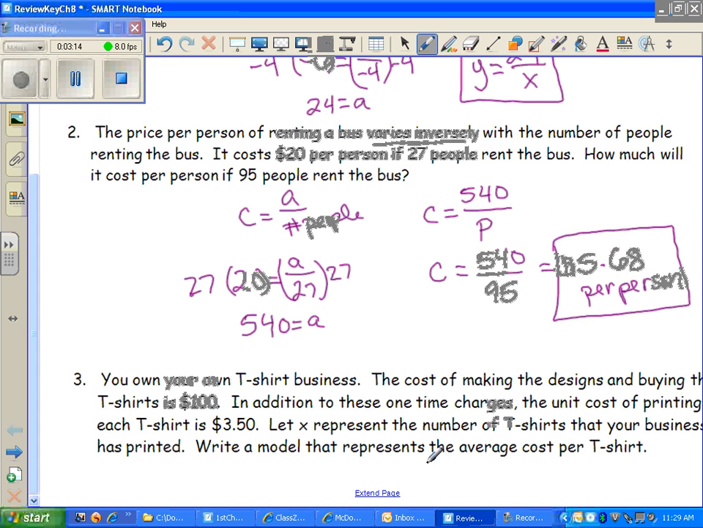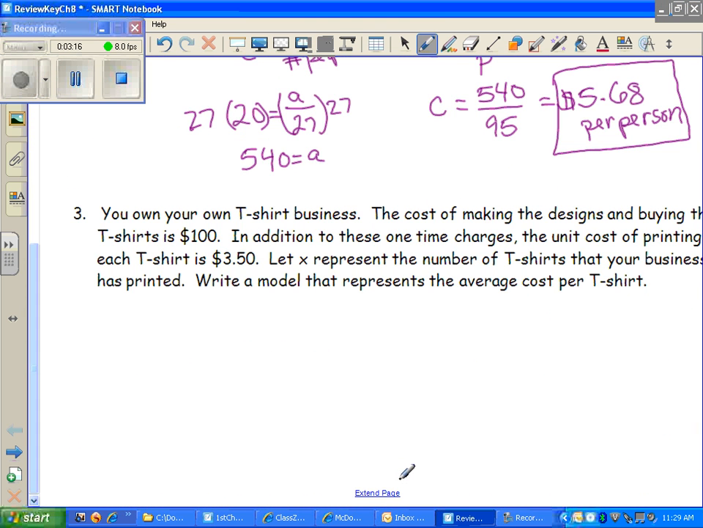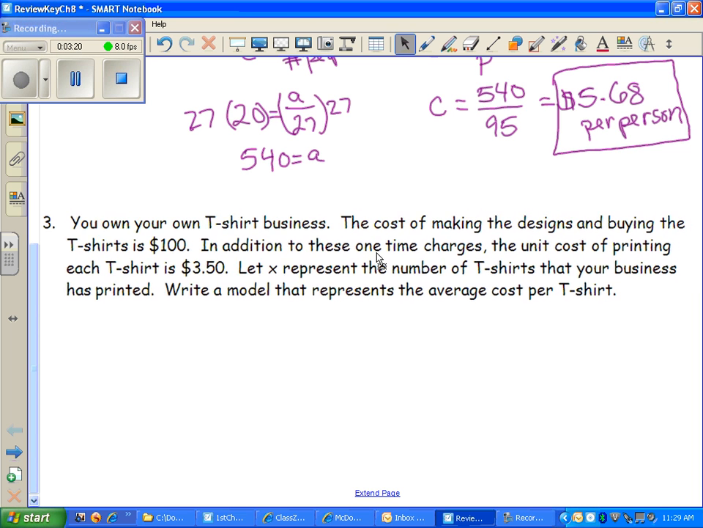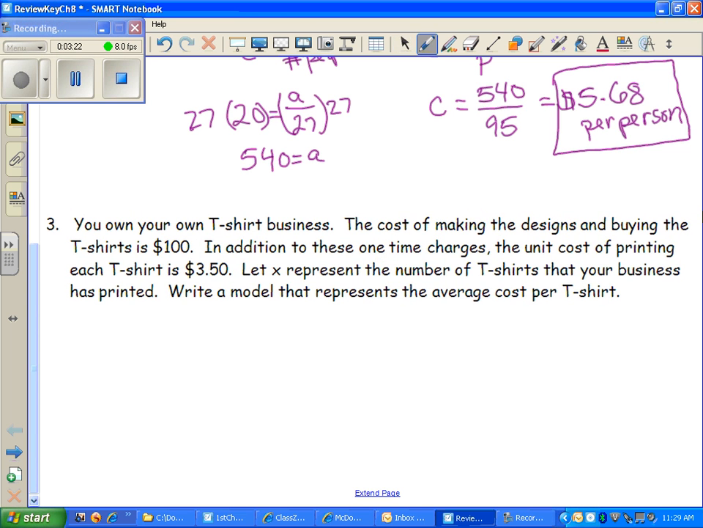The third question here is kind of out of place for this particular chapter. It's saying you own your own t-shirt business. The cost of making the designs and buying the shirts is $100. In addition to these one-time charges, the unit cost of printing each shirt is $3.50 to put the print onto the fabric. So it says let X be the number of t-shirts that your business has printed.